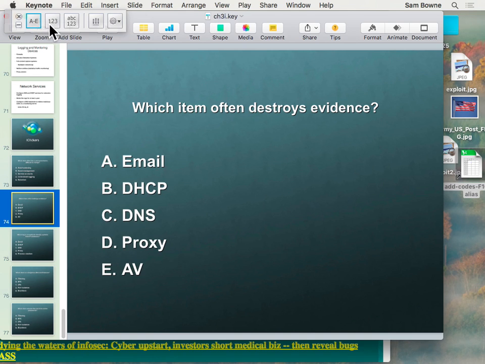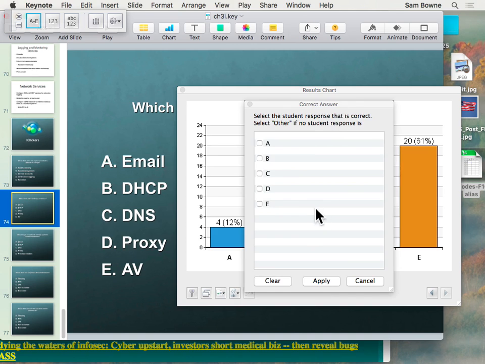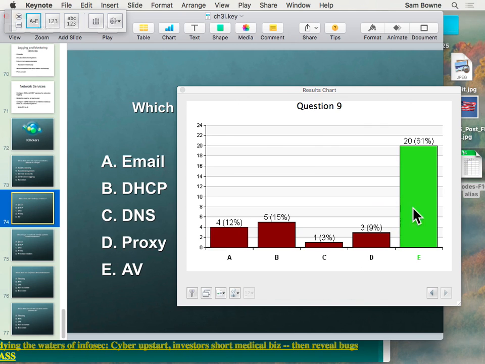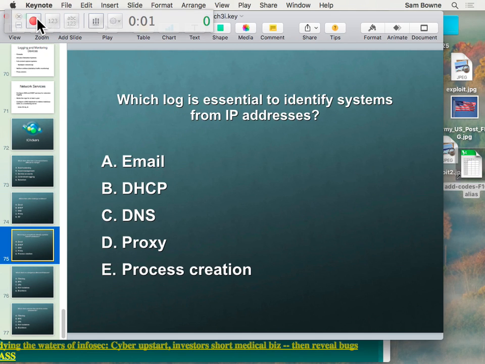All right, and that's your AV, your antivirus. Let's delete files, which is kind of hard if something's going wrong and you want to look at those files later. All right, which one is essential if you want to find out what IP addresses go to what machines?